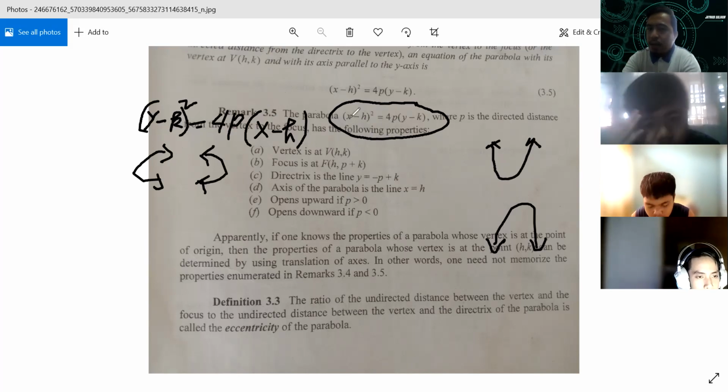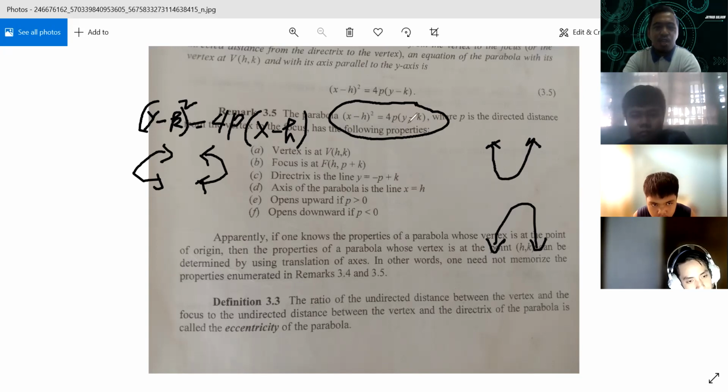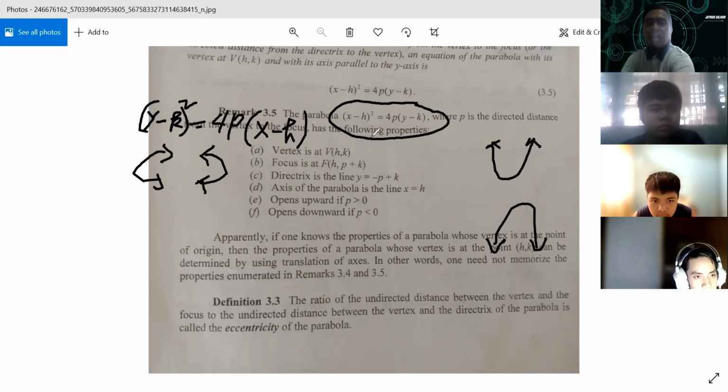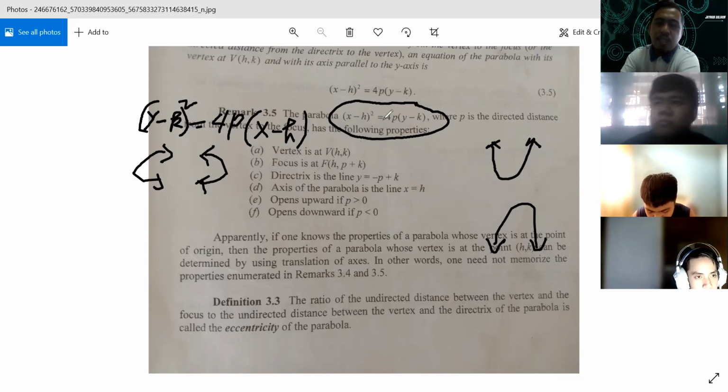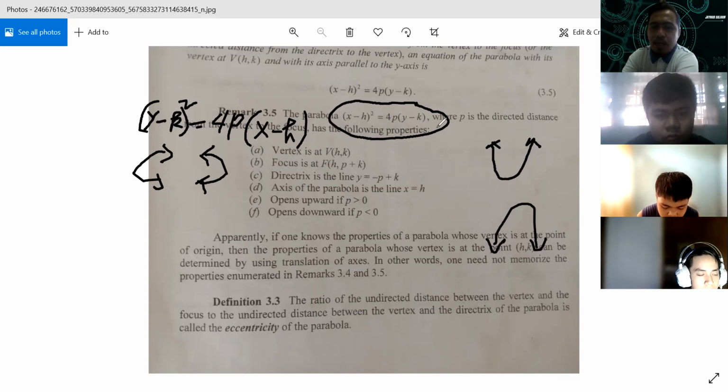Always bear in mind that h and x go together, and y and k go together, so that you do not forget the form. Then the 4p is always fixed there in the form. And if you have this form of your parabola, then your vertex is located at (h, k).